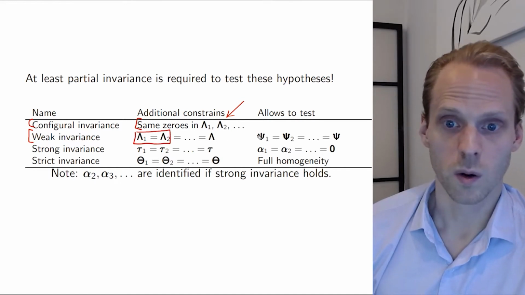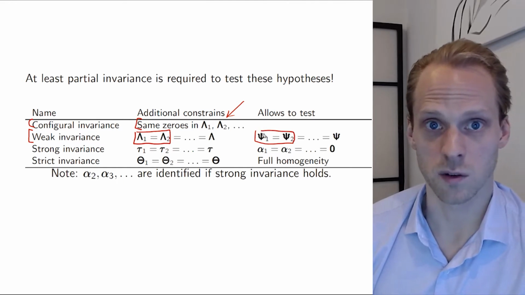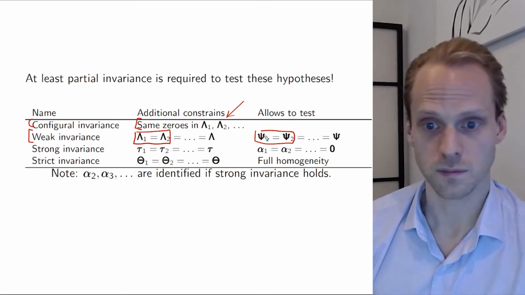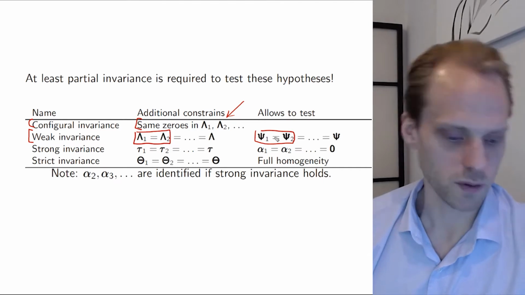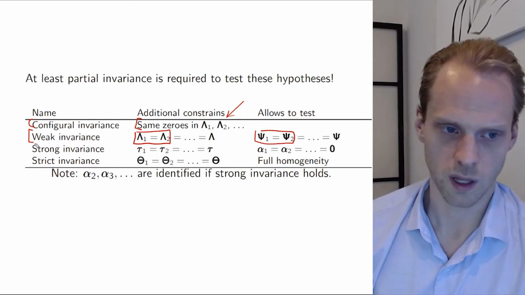With weak invariance, it means that the factor loadings are equal, or at least part of the factor loadings are equal. We can test if the latent variance-covariance matrix is equal or not. So then we can do a homogeneity test to say, are these equal? And then compare it to a model where they're not equal.